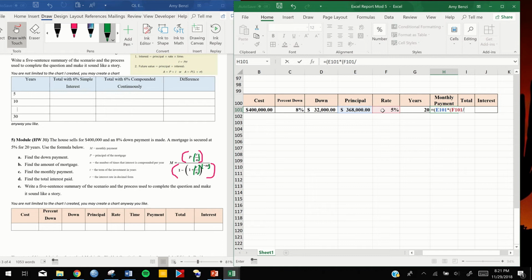What does this problem say? A mortgage is secured at 5% for 20 years. All right, let me go back and look at the problem on the homework and see if I missed something, because I don't see the number of years recorded. Well, that's pretty funny because it says right here for 20 years. So don't worry, that was less than a minute I took looking at the homework before I figured it out.